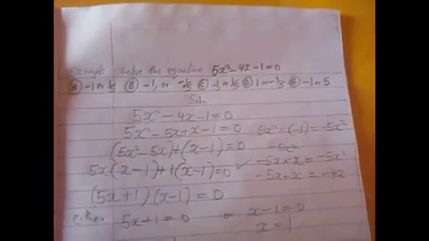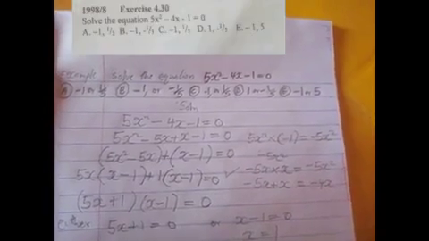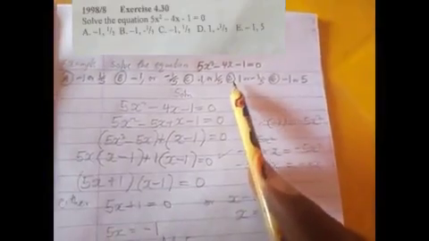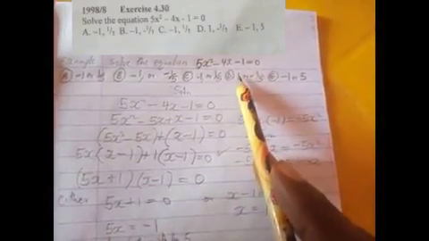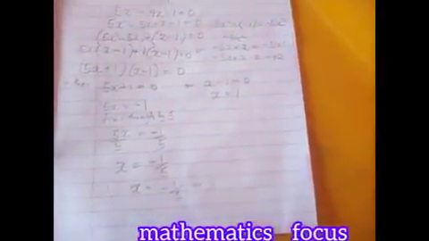So let's see if we have this in our question. Solve the equation 5x squared minus 4x minus 1 is equal to 0. We can see we have that as option D: x is equal to 1 or minus 1 over 5. So this is it.